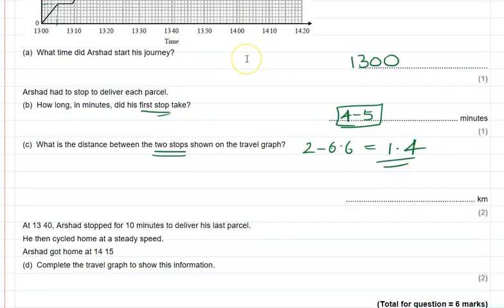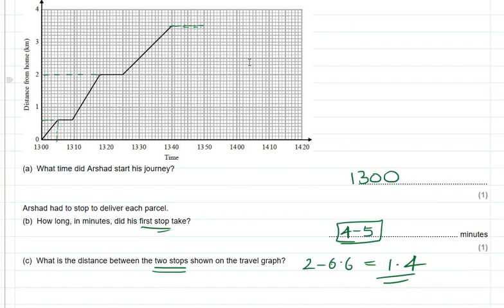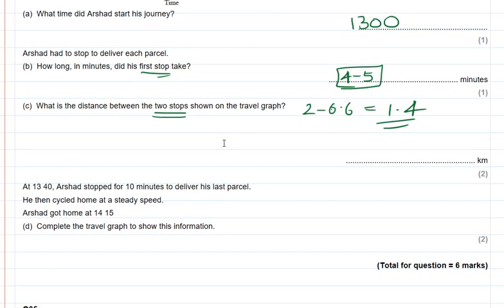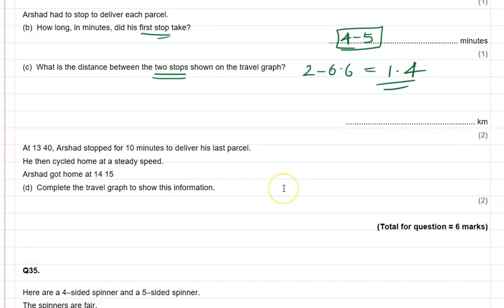Then what else they are saying? He then cycled home at a steady speed, and Arshad got home at 14:15. So 14:15 he got home. So this is 14:10 and this is 14:15. So from here he came here. Okay, so now complete the travel graph to show this information. So you can see we have shown the graph here. So 1350, yeah, and then he's coming back. So this is the graph we have shown.